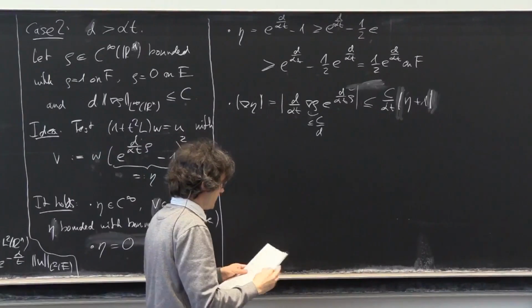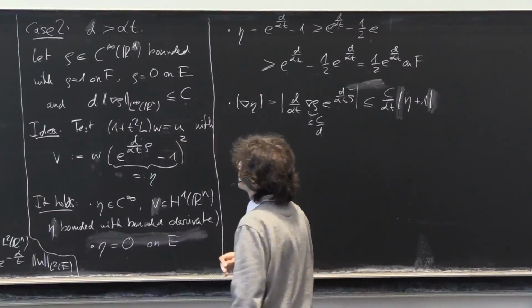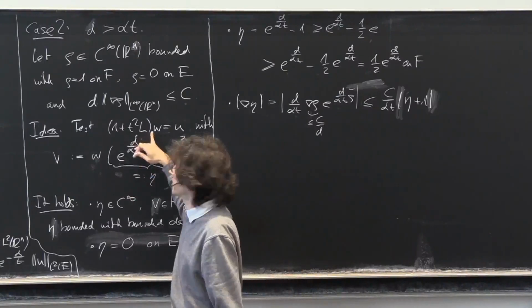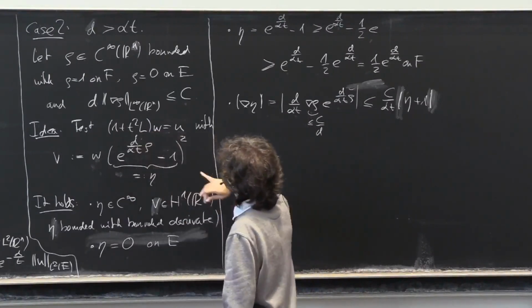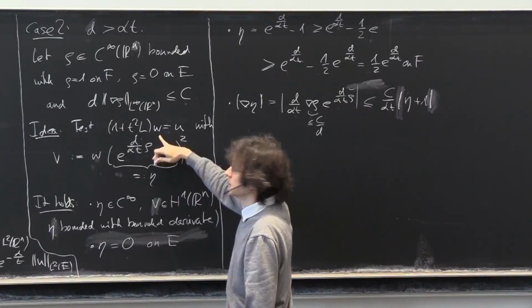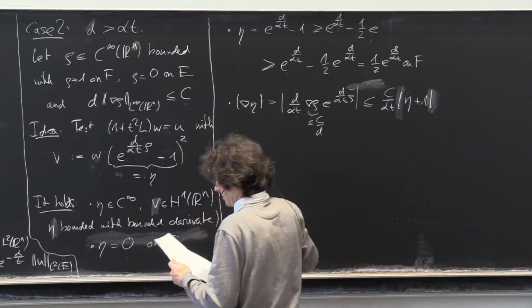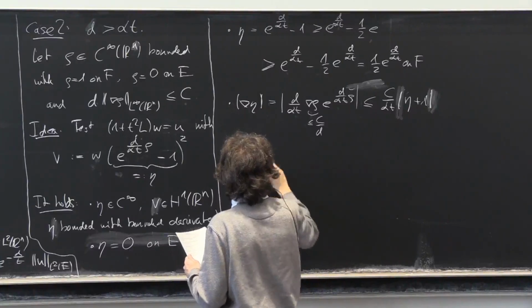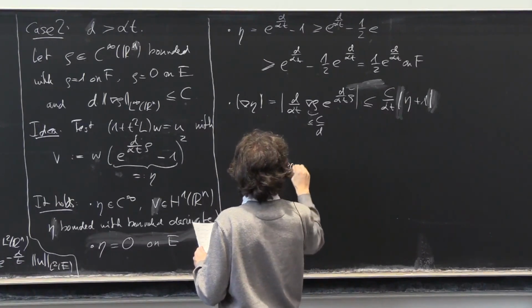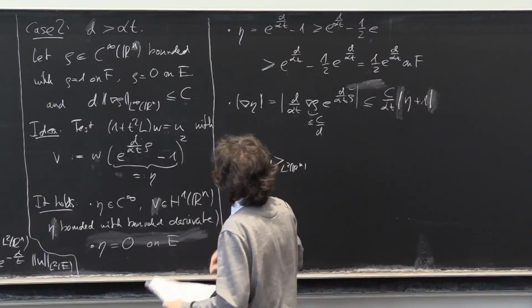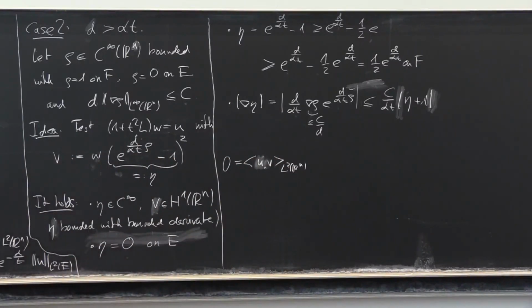Okay. So now let's do what was the idea. Take this equation and test with v. So v, we can multiply this equation, scalar product on left and right, with v. So what we get is scalar product of u and v in L2. And this is the easy part. This is 0. Why? Because u is supported in E, and the eta is 0 on E. Eta is 0 on E, so the v is 0 on E. U is supported in E, v is 0 on E, so the scalar product is 0.